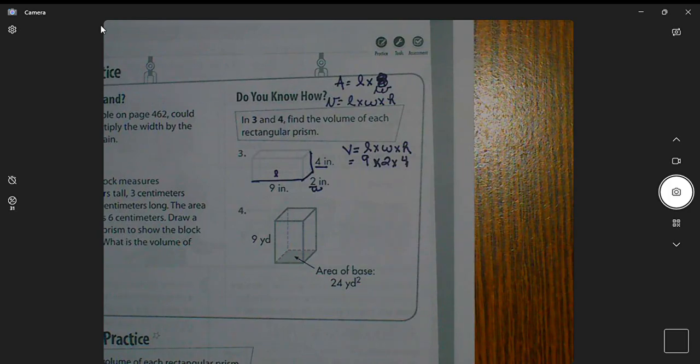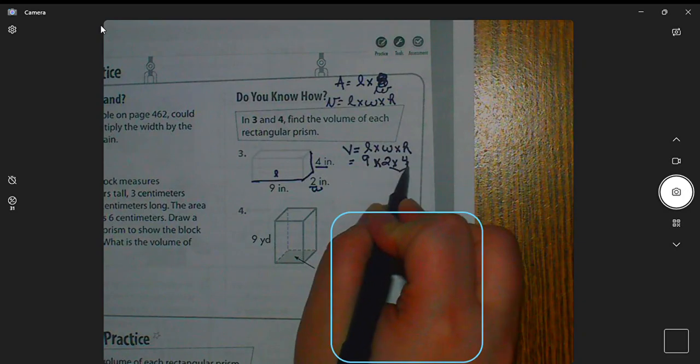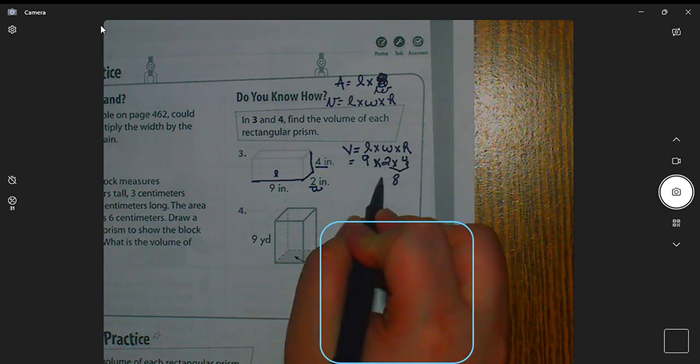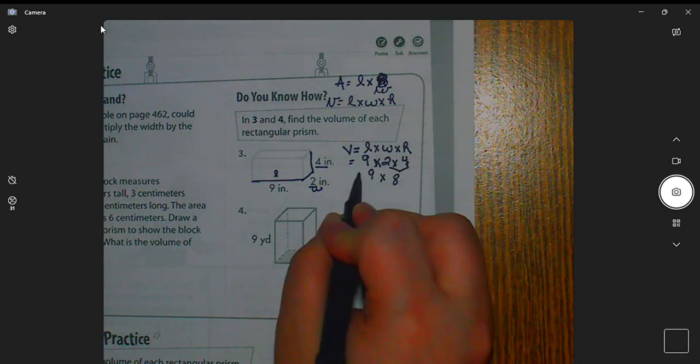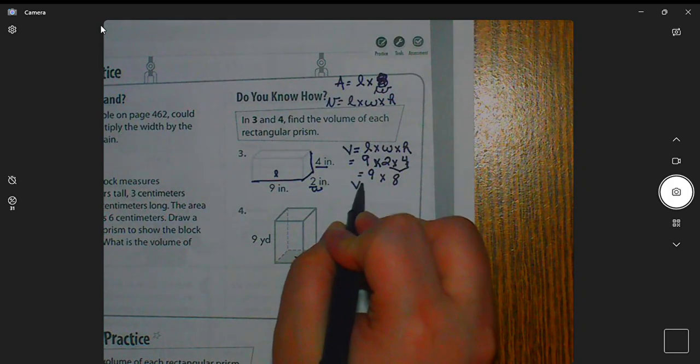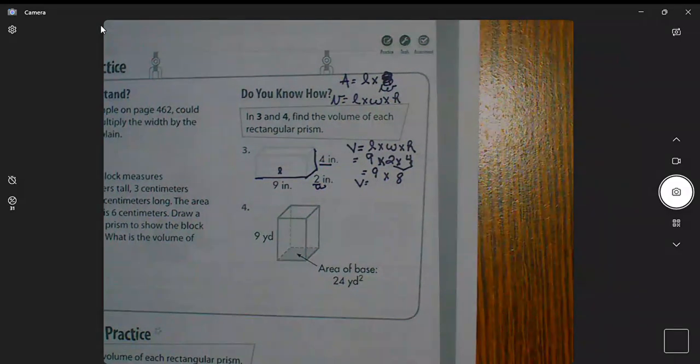So I'm going to find basic facts, friendly numbers for my brain to use to do some mental math. And I see 4 times 2, that gives me 8 times 9. So volume equals, what is 8 times 9 or 9 times 8? What is it? You're right, it's 72.